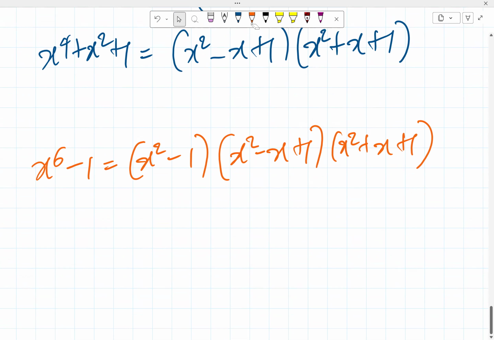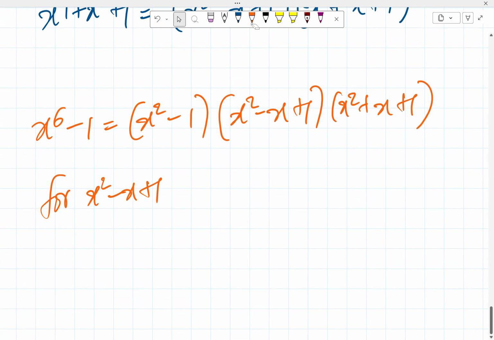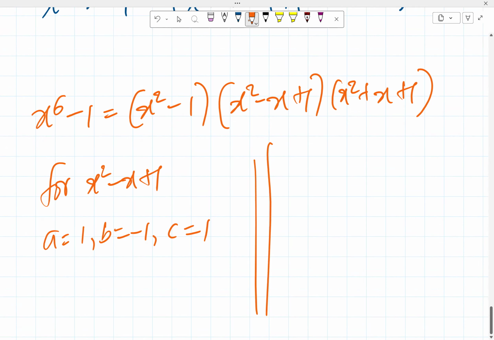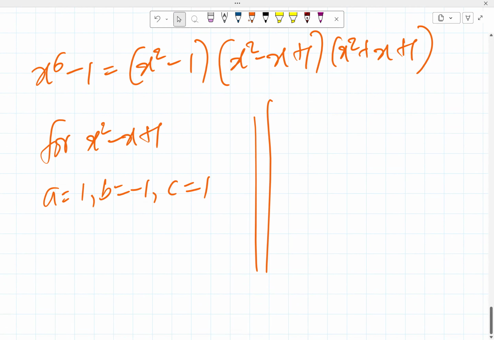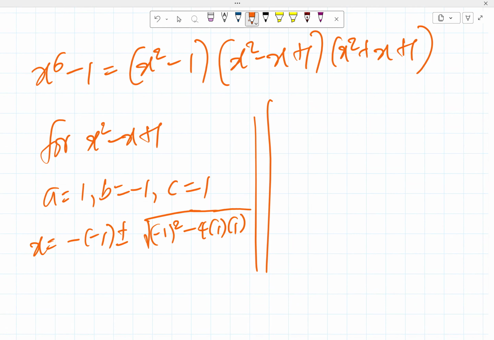Let's look at it. So for the first one, x squared minus x plus 1. Okay, so we have a equals 1, b is minus 1, c is 1. So maybe I should even do it side by side. So for this now, we can get the root straight. x is equal to minus b, that's minus minus 1, plus or minus square root of b squared, that's minus 1 squared, minus 4 into 1, all over 2a, that is 2 times 1.